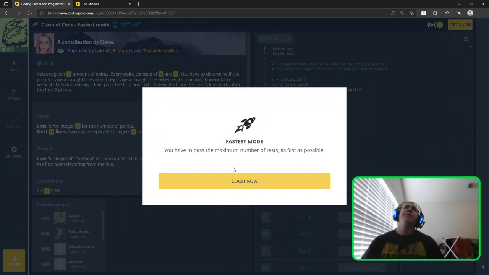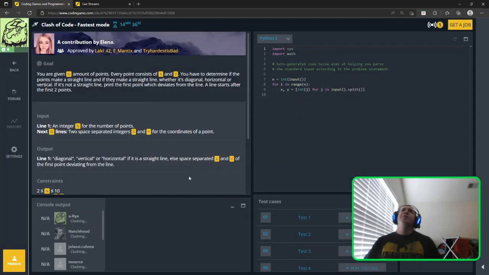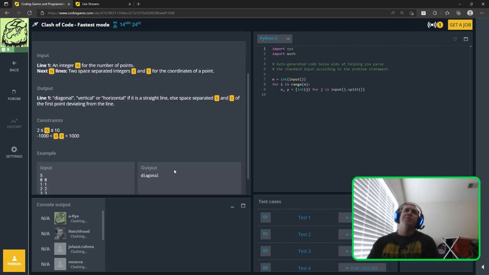Fastest mode. You're given n amount of points. Every point consists of x and y. You have to determine if the points make a straight line, and if they make a straight line, whether it's diagonal, horizontal, or vertical. If it's not a straight line, print the first point which deviates from the line. A line starts after the first 2 points.